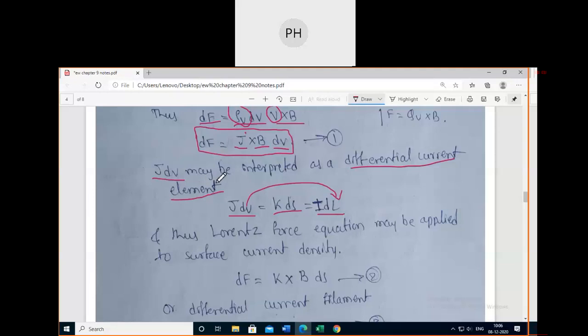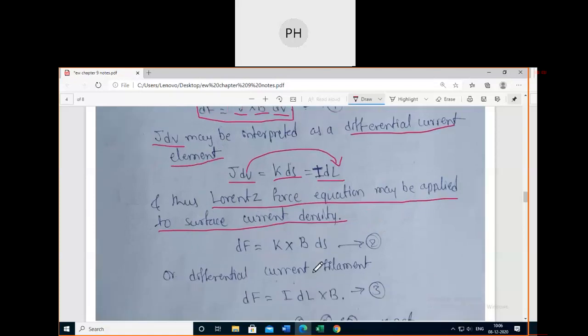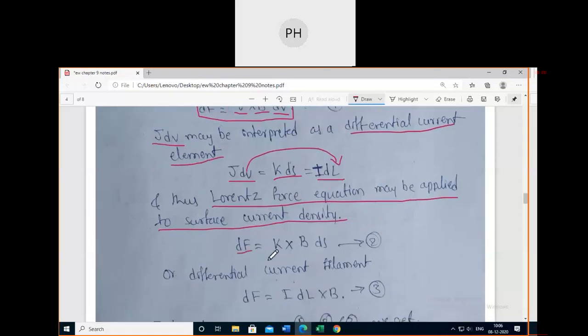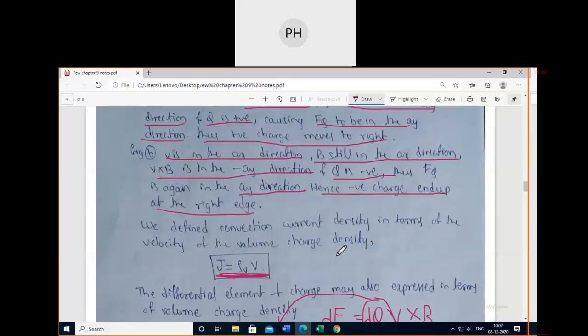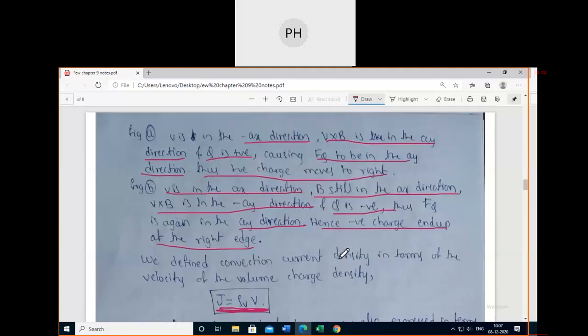Thus the Lorentz force equation may be applied to surface current and to current density. df is equal to K cross b into ds. This is the Lorentz force equation we have just seen.